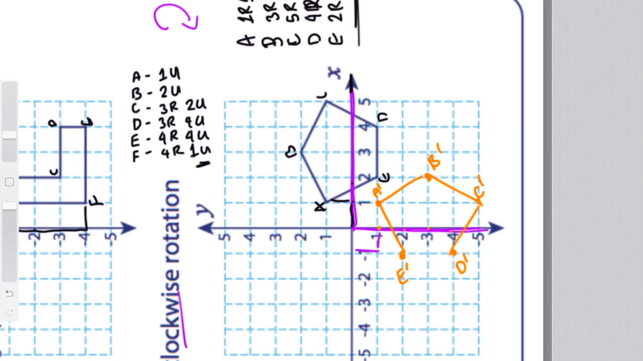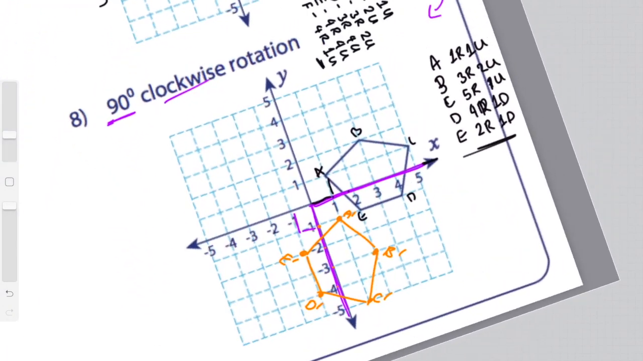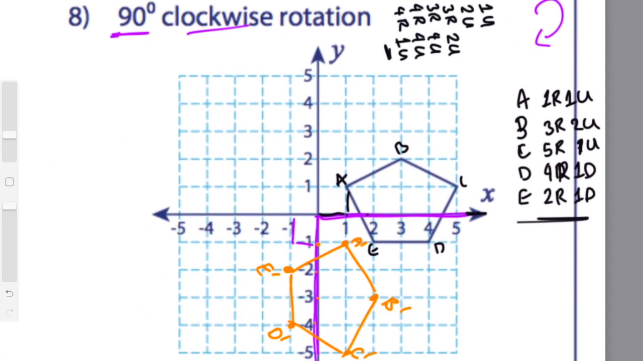Rule it up. Go back to my original. Does it look like it's moved into the correct quadrant? Yes. Does it look like it has been rotated? Yes. That is how we rotate shapes. Now go and practice that many, many times. All right. See you later.